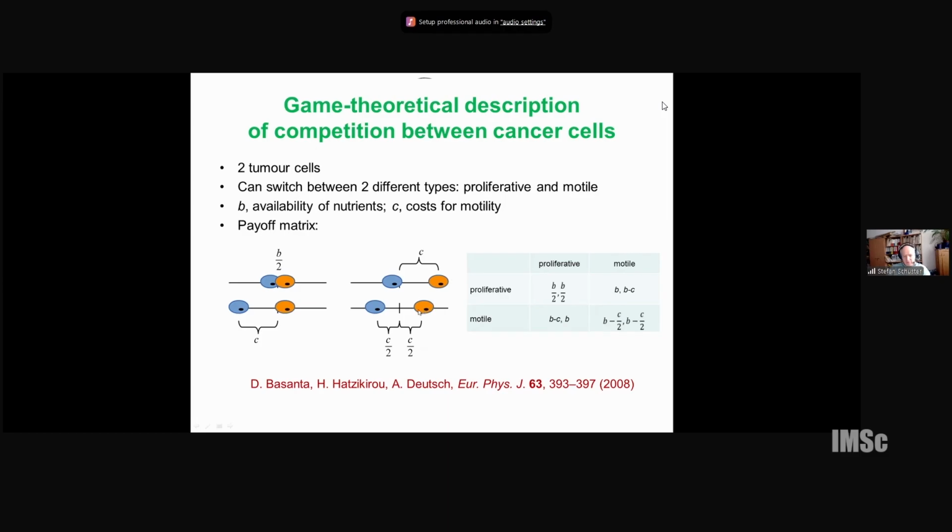And if both of them move, then they have to pay only half of the cost, because the total distance, so to speak, is then the same, and therefore it proposes B minus C half. And we were intrigued by that and thought, oh, which game types can occur? Is it a prisoner's dilemma or whatever?